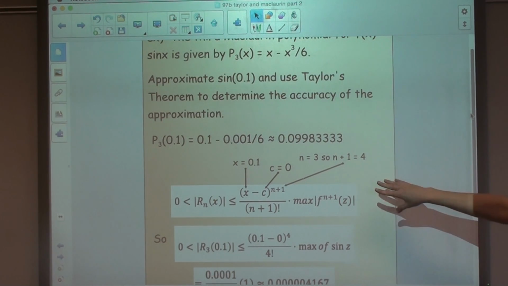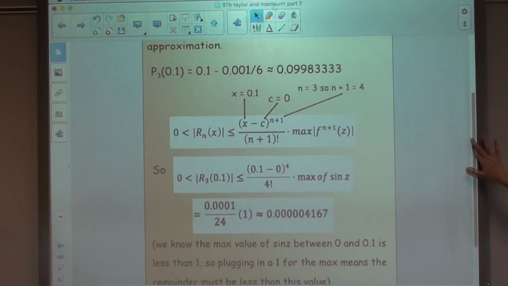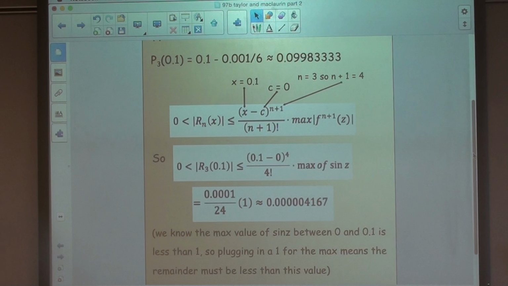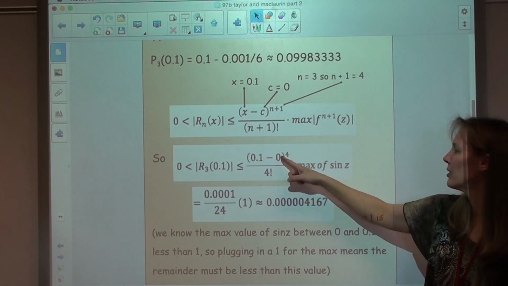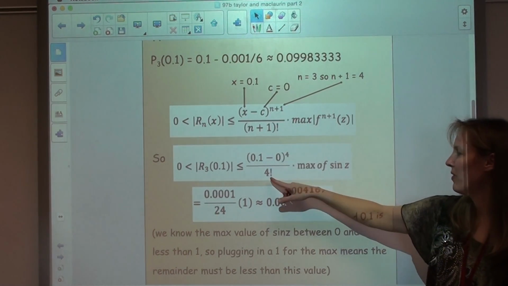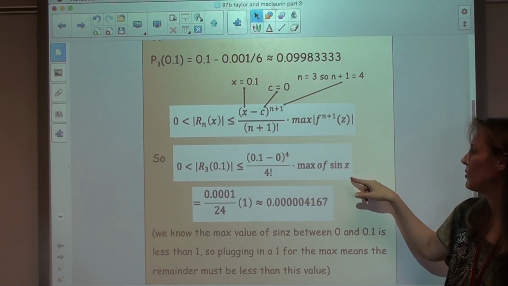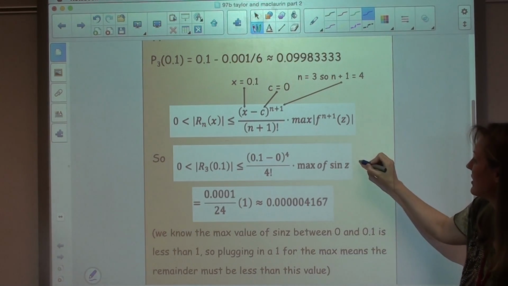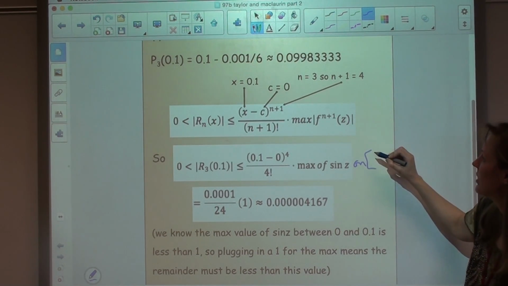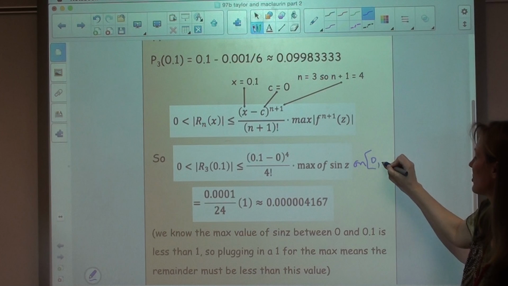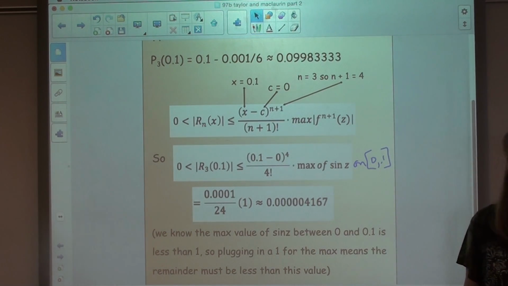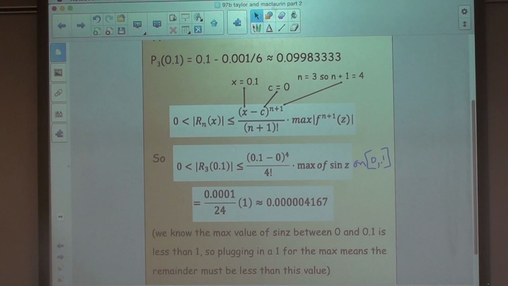All right, so far all I'm doing is walking you through how to plug stuff into your formula. Any questions on what x is, what c is, or what n is? Okay, then we plug in. So we get (0.1 minus 0) to the fourth over 4 factorial times the max value of sine z. And this max value of sine z is on the interval from c to x, so on the interval 0 to 0.1. There's a lie on the screen. I saw some furrowed brows. That's good.